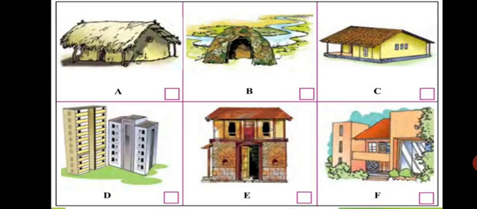Think about your own environment and the climate there and choose the most suitable house for yourself by putting a tick in the box near the picture. So you can complete this activity on page 51 of your textbook.